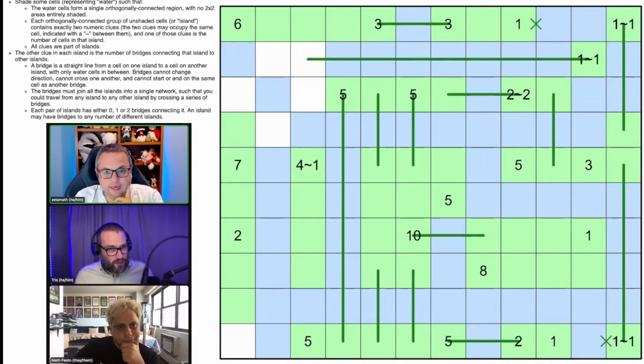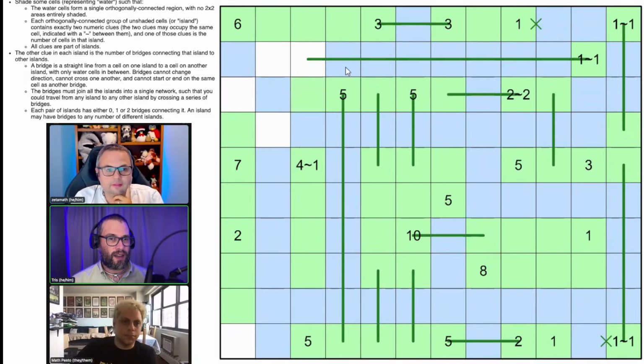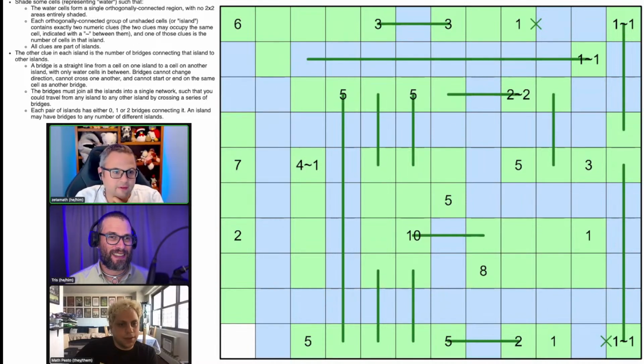That cell is green. That cell is blue. I'm doing very well with my colors. So that cell is green. So that cell is blue. And that cell is blue. And that cell is green. And now our islands are done.